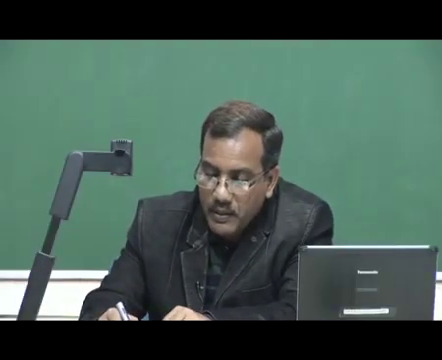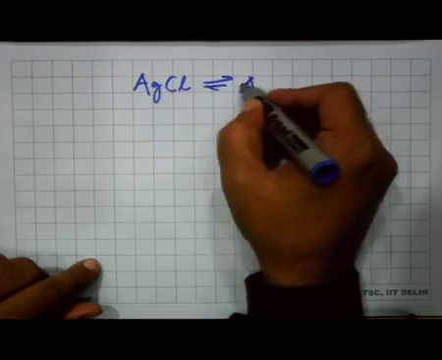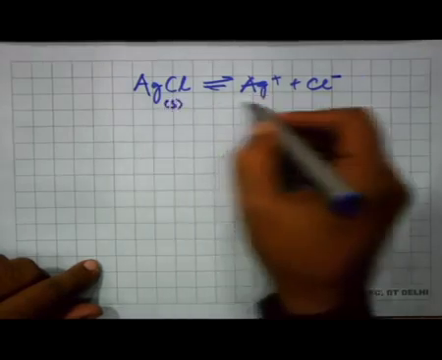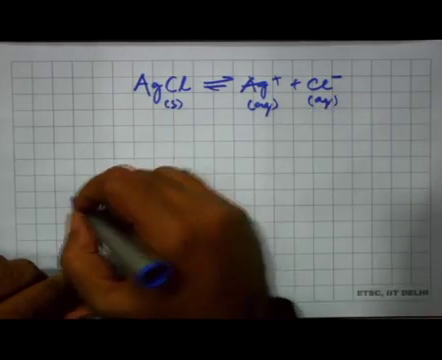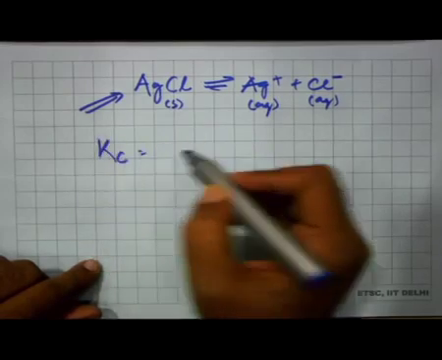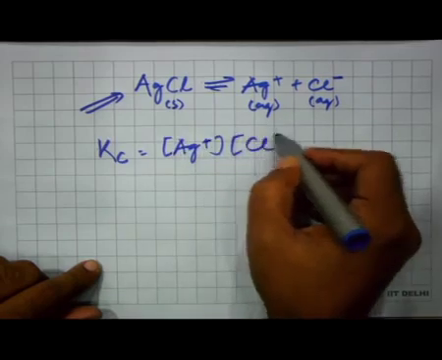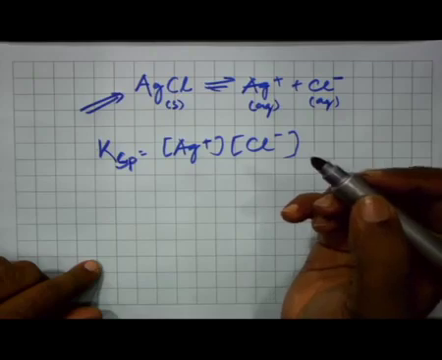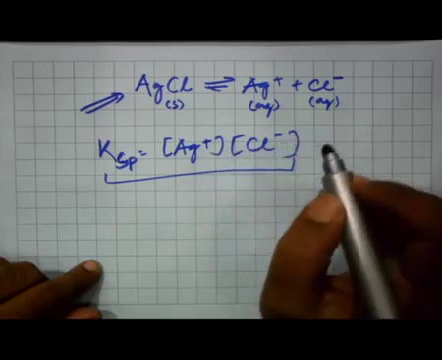We can again think of another equilibrium like AgCl going to Ag plus plus Cl minus. So, this is in solid form, and this is aqueous Ag plus, this is aqueous Cl minus. Now, again AgCl is in solid form, and so we express Kc as simply Ag plus into Cl minus. This equilibrium constant is called the solubility product Ksp, and this is equal to Ag plus into Cl minus.